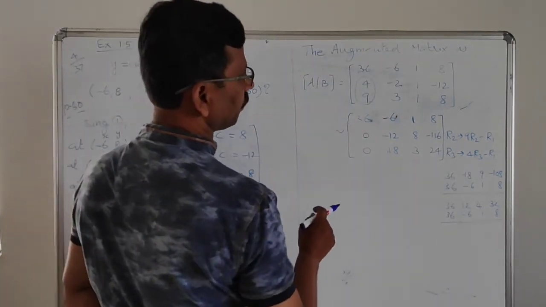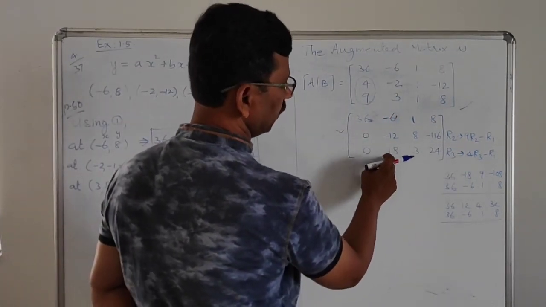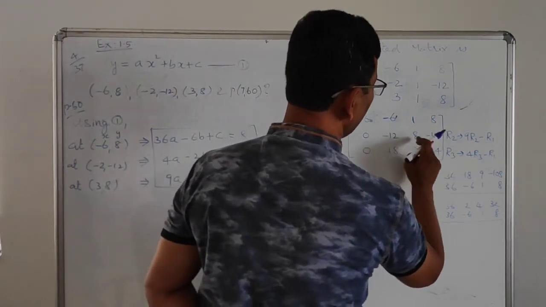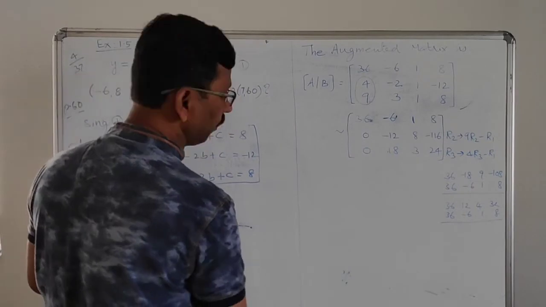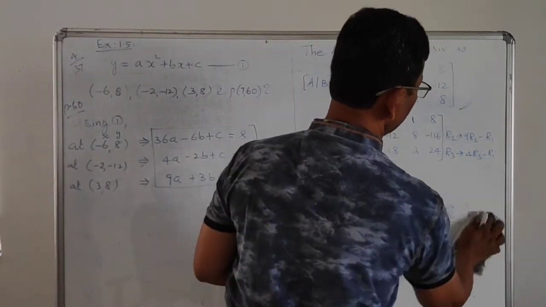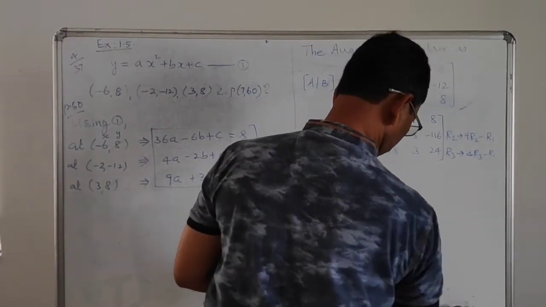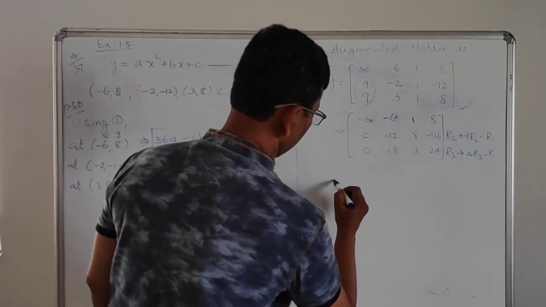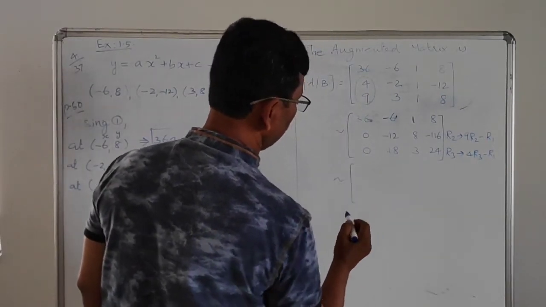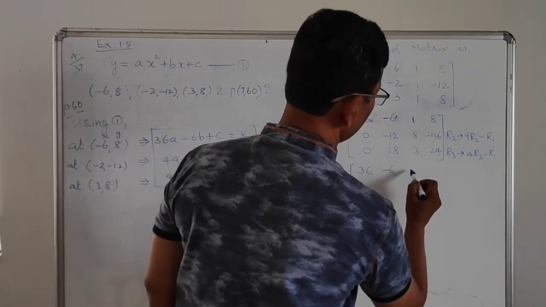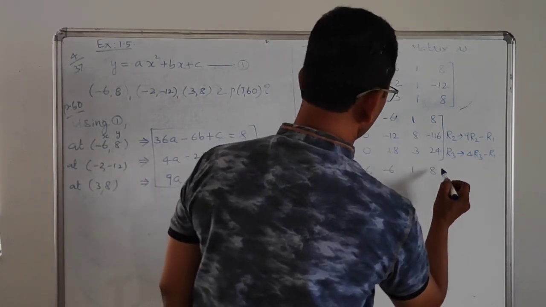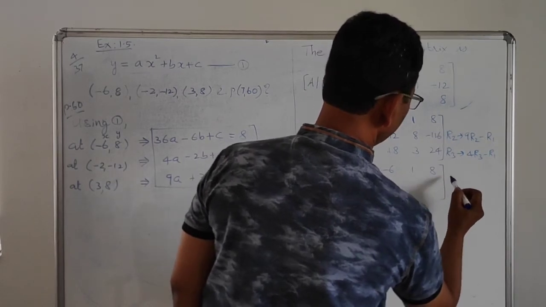Now again, these are very large numbers, and this can be divided by 4 and this can be divided by 3. Therefore you can simplify. First row you can write as such: 36, minus 6, 1, 8. Second row.